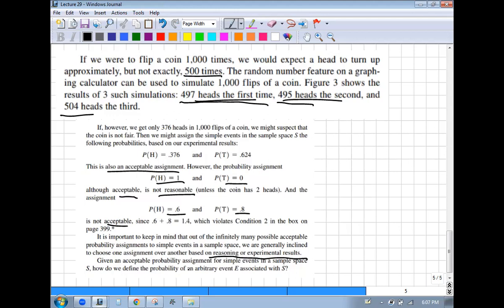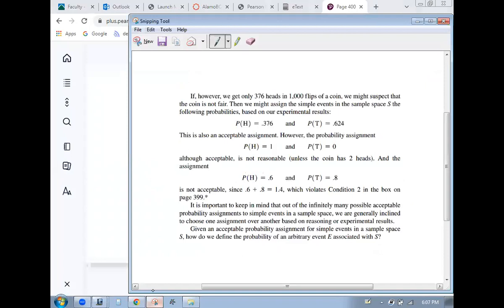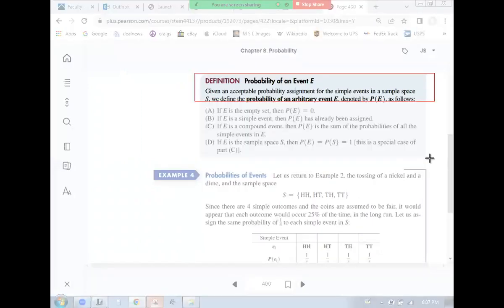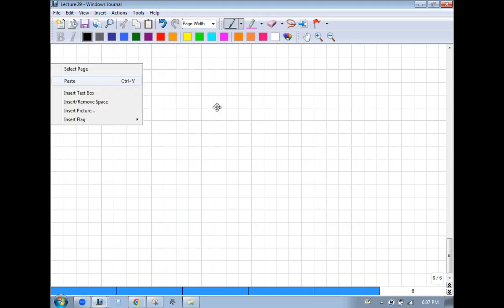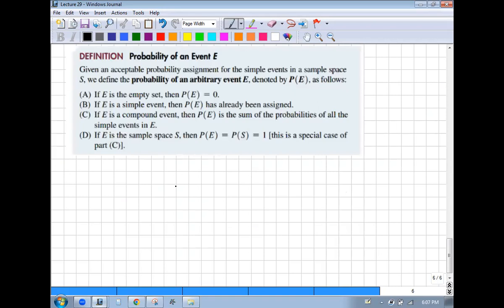Given an acceptable probability assignment for simple events in a sample space, how do we define the probability of an arbitrary event associated with S? Given an acceptable probability assignment for the simple events in a sample space, we define the probability of arbitrary event E, called P of E, the probability of that event happening, as follows. If E is the empty set, then the probability is 0. So the probability of nothing is nothing.